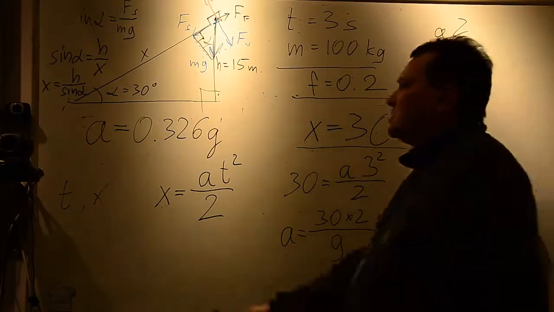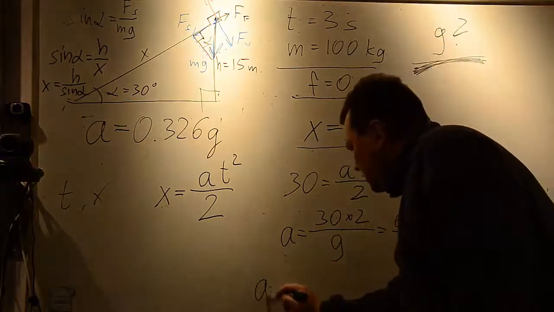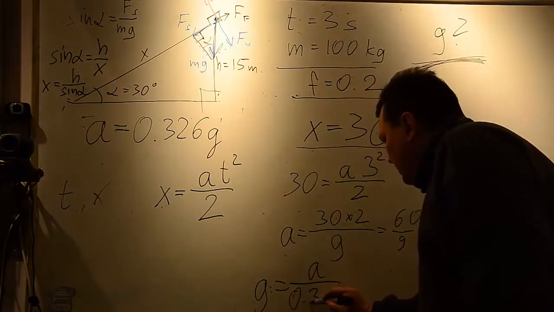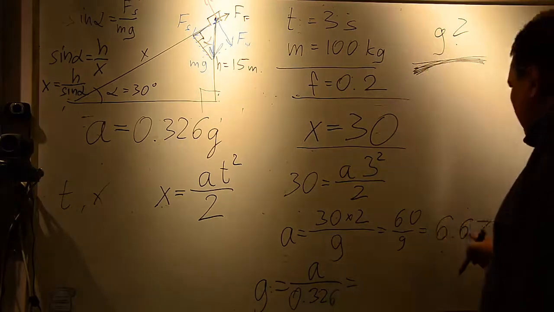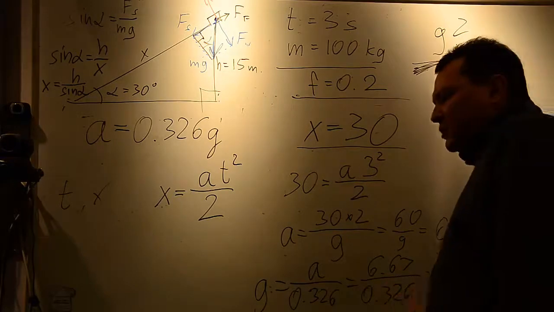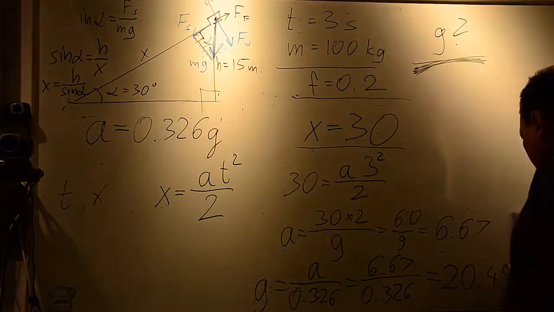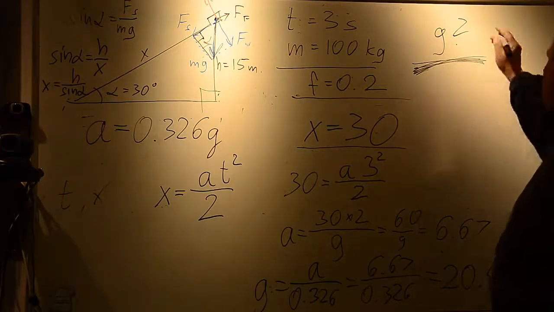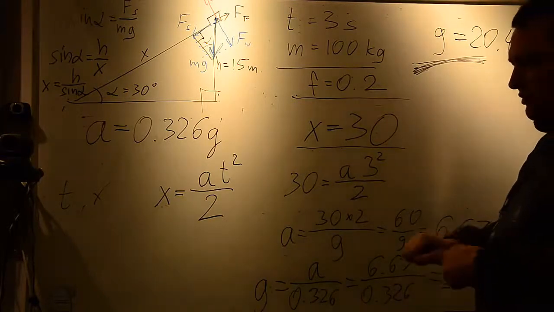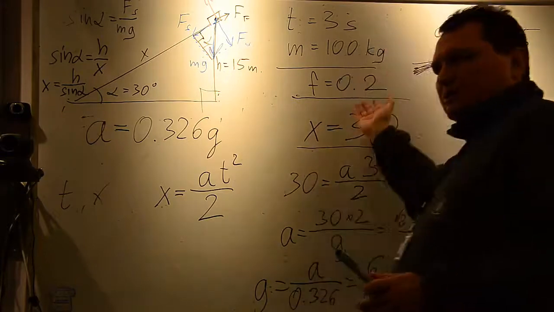If we know the value of acceleration, we can very easily find the g, because from this formula, g equals a, acceleration, divided by 0.326. We now know a is 6.67, divided by 0.326. A simple division gives us the result 20.45. This means that the gravitational acceleration on the planet was 20.45. It means everything was more than twice as heavy as on the surface of the Earth. And that's the solution of the exercise. Thank you.